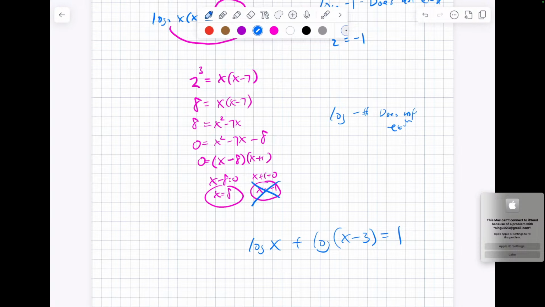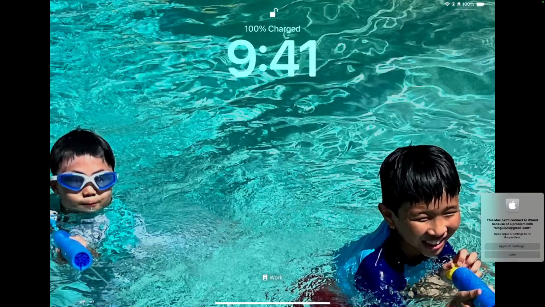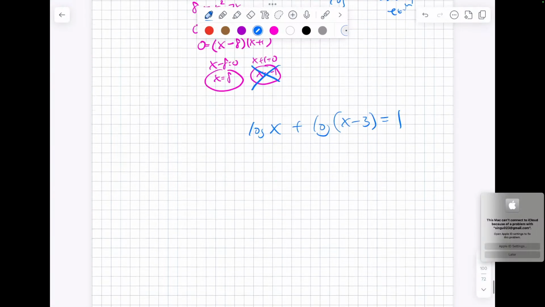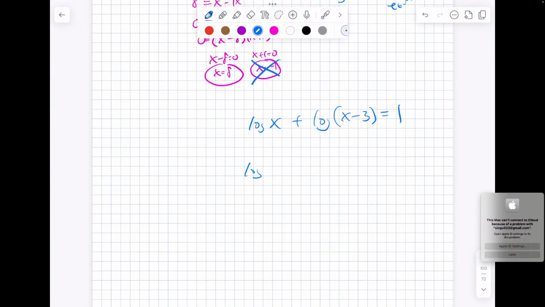You guys solve it? Okay, so let's just try one. So this one's going to be log of x times x minus 3 equal to 1. Now, if I don't put any base on the log, what base is that? 10. So you should put 10 here. So 10 to the 1 is equal to x times x minus 3.